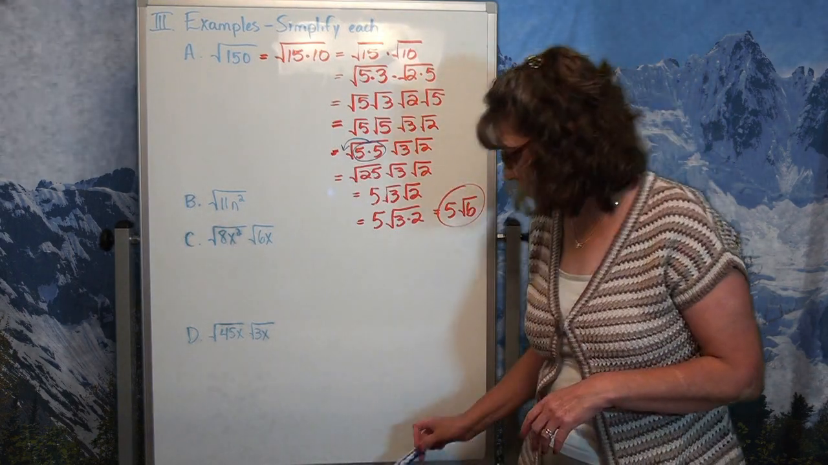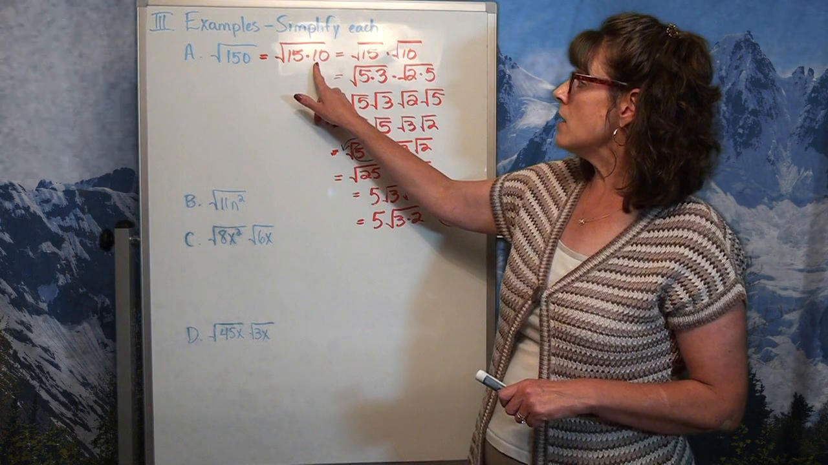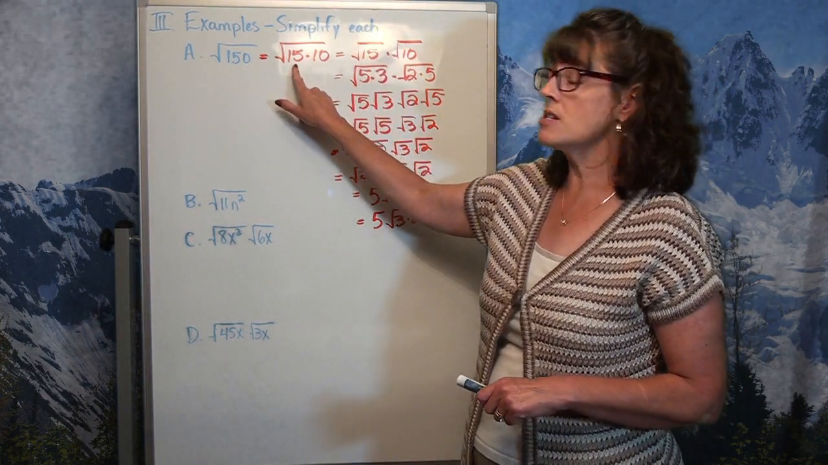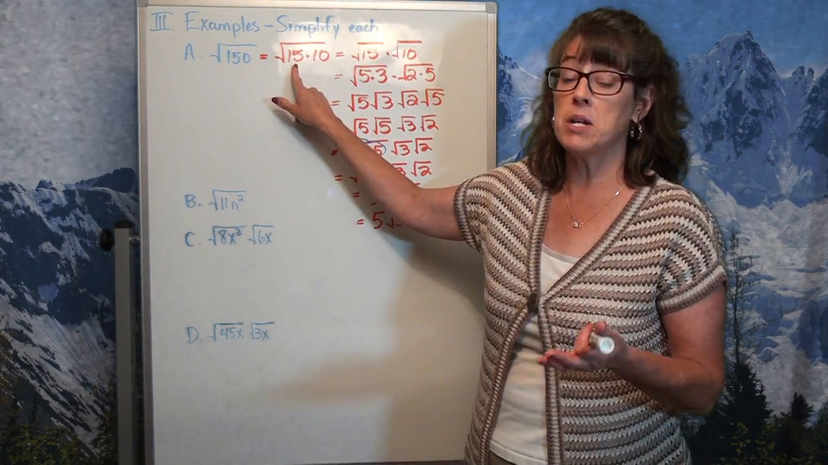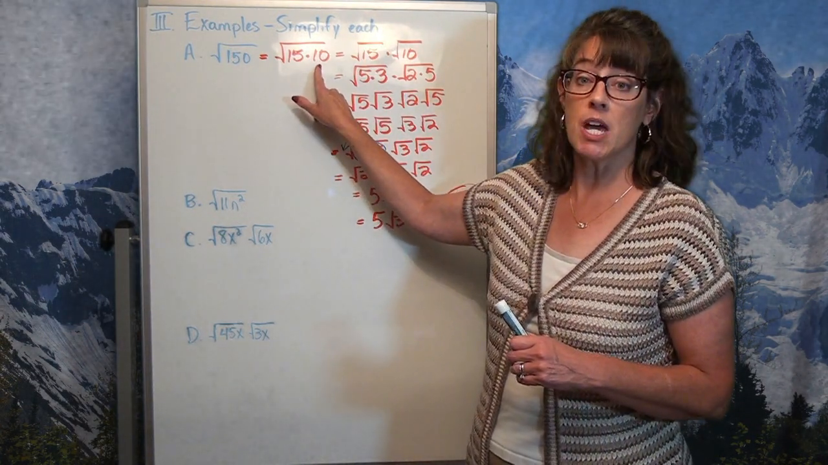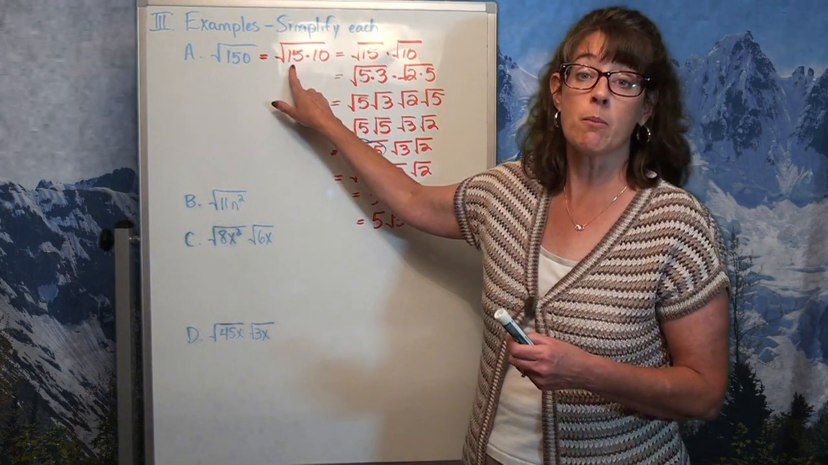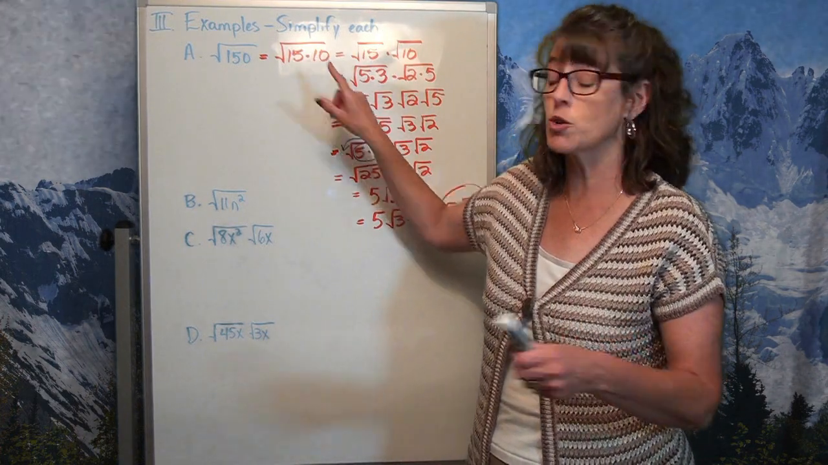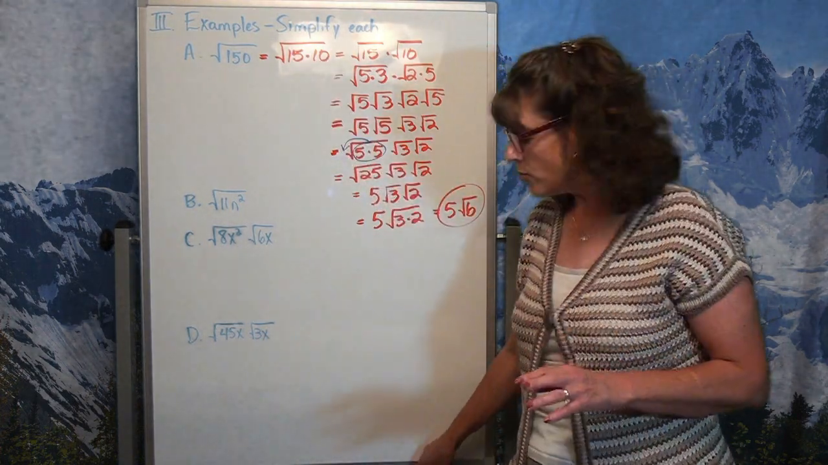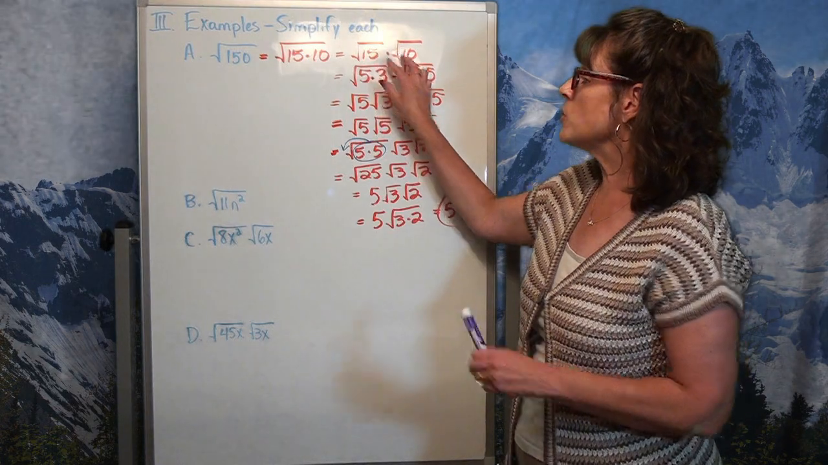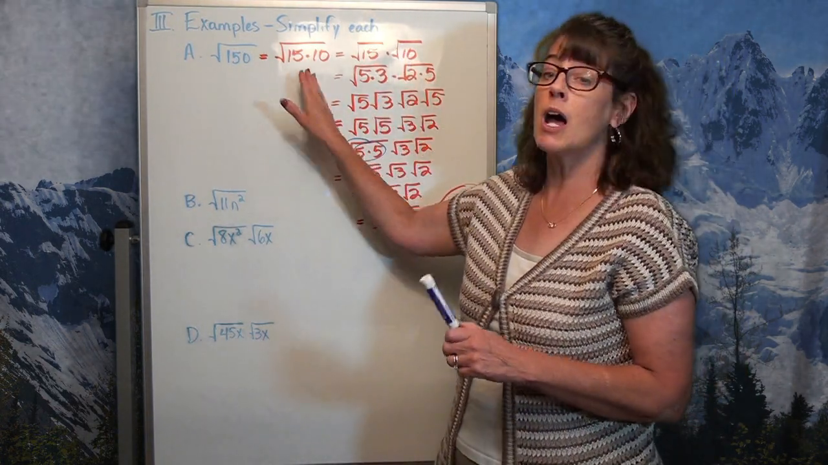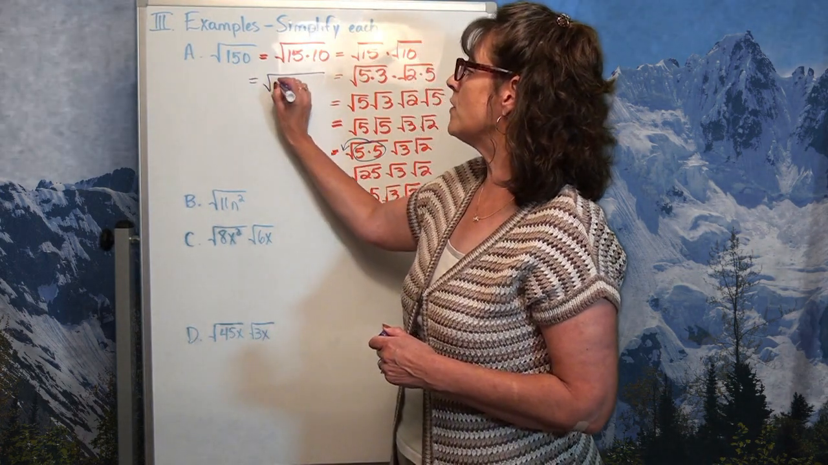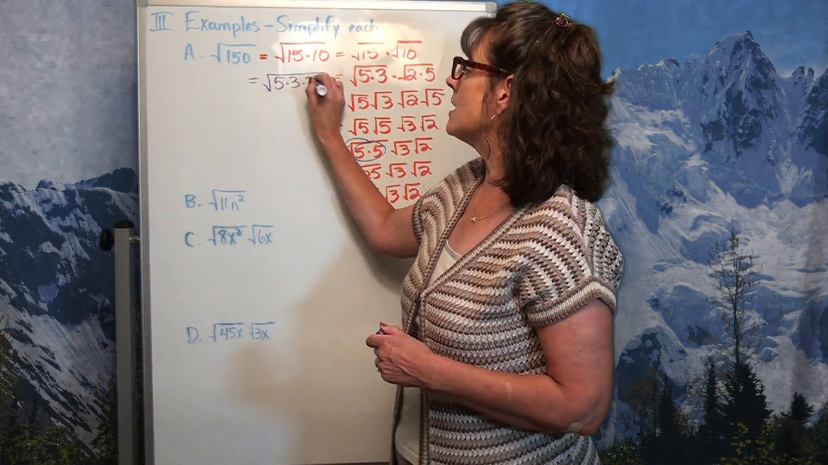Now, another shortcut that you can take is right up here, I didn't necessarily need to separate them out. I could have looked at this and said, do I know the square root of 15? No. Do I know the square root of 10? No, because I can't think of a number that I can multiply by itself to create a 15. I can't think of a number that I can multiply by itself to create a 10. So rather than separating them out this way and then continuing on, I could have just said, I'm going to keep one big radical like this, and I'm going to say 15 is 5 times 3, and 10 is 2 times 5.